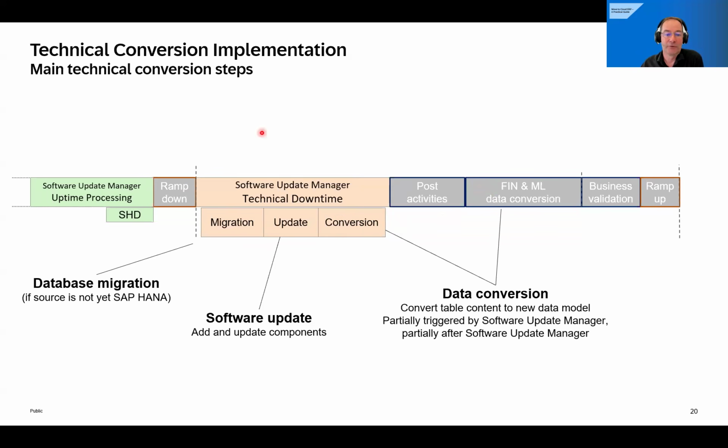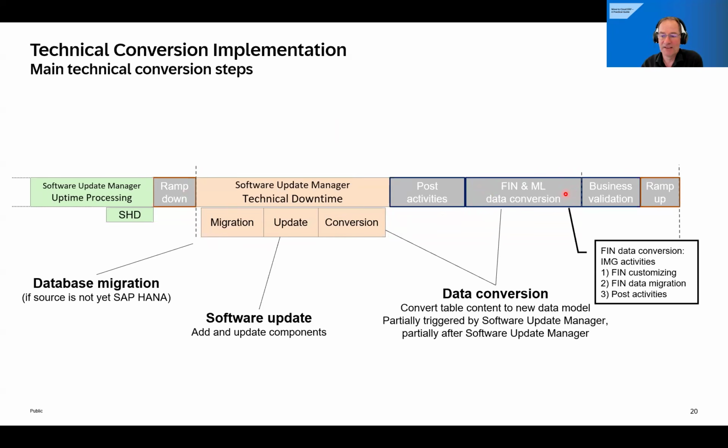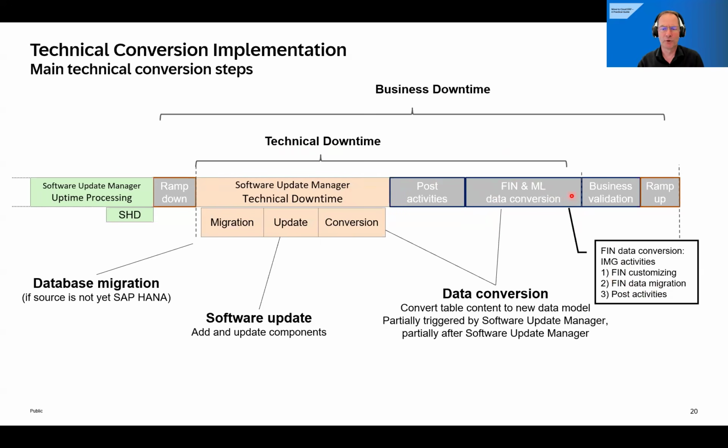Important thing. Software Update Manager is the main engine for the conversion, but it's not everything that is related to downtime. So there are activities that have to be executed on the kind of intermediate S/4HANA system after the Software Update Manager has finished, IMG activities. So configure the new Fin customizing, run the Fin data migration, and then some post activities. So this is relevant for the downtime. The overall technical downtime is not only the Software Update Manager, but also the Fin and Material Ledger data conversion, very important.